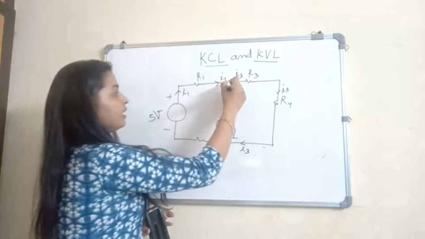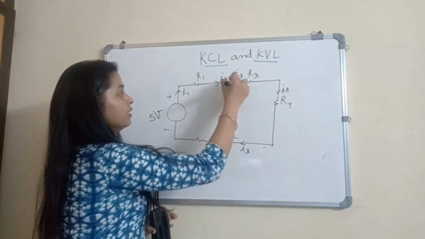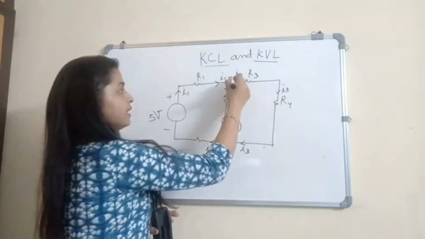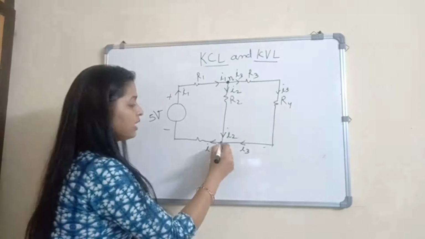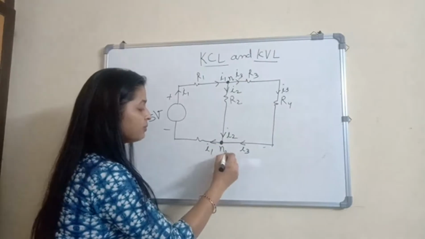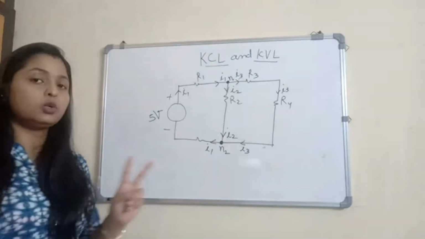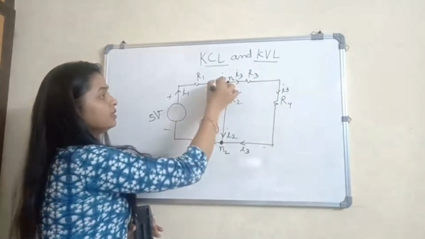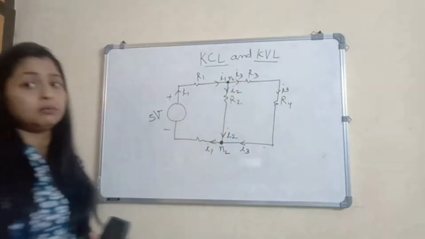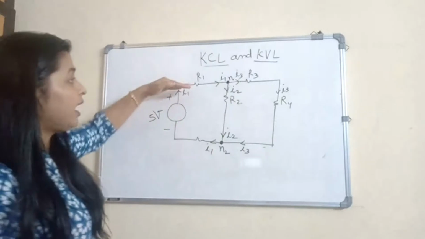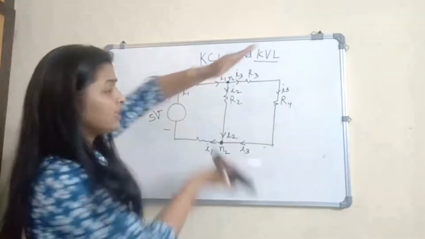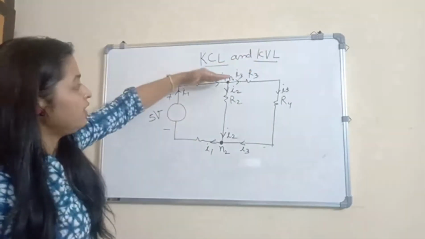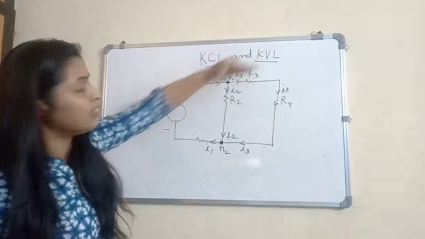How should I apply? Let's take an example. This is my node N1, and this is my other node, where more than two branches are meeting. So I have considered two nodes, first is N1, second is N2. You can see at N1, three currents are there. Among the three currents, I1 is entering, and I2 and I3 are leaving.